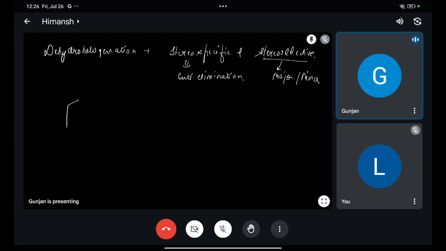So we have taken an example of anti like this one. So if CH3 is over here and X over here, which type of hydrogen will this eliminate? It will not eliminate this hydrogen, but yes, it will eliminate this hydrogen. So we will get accordingly this type of alkene.